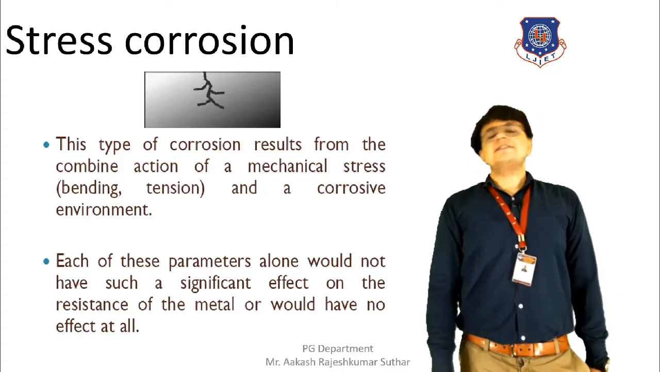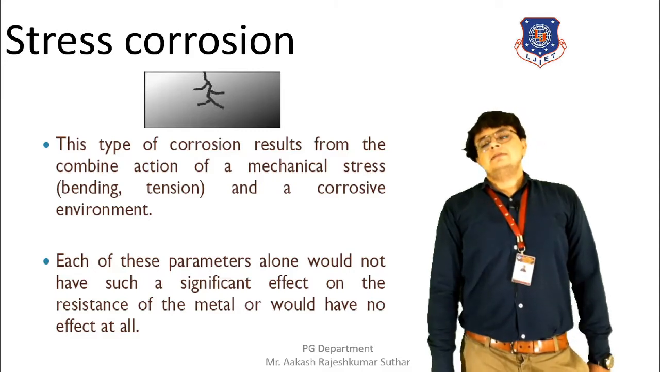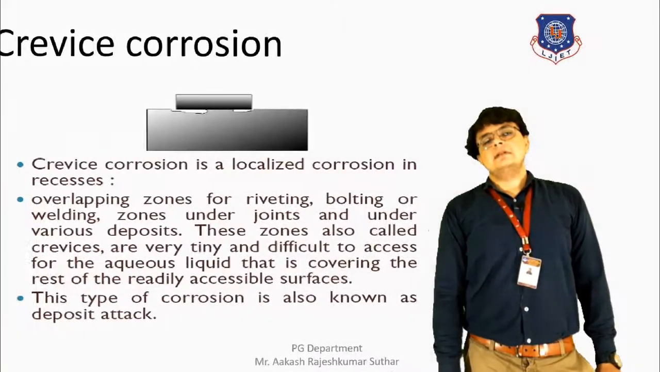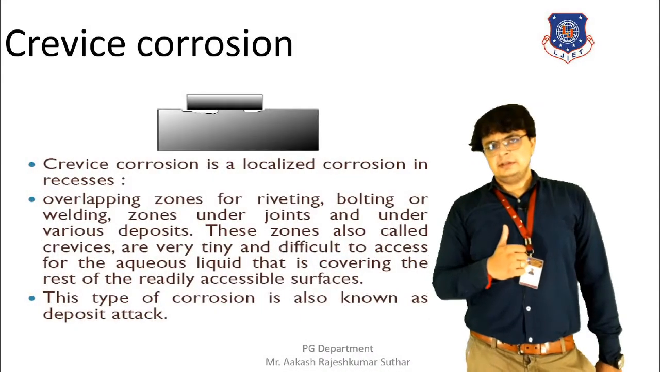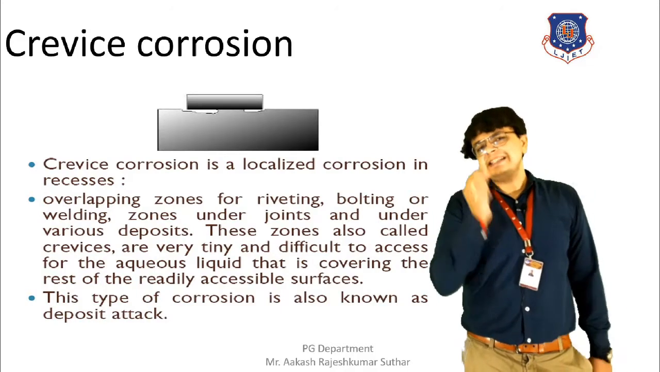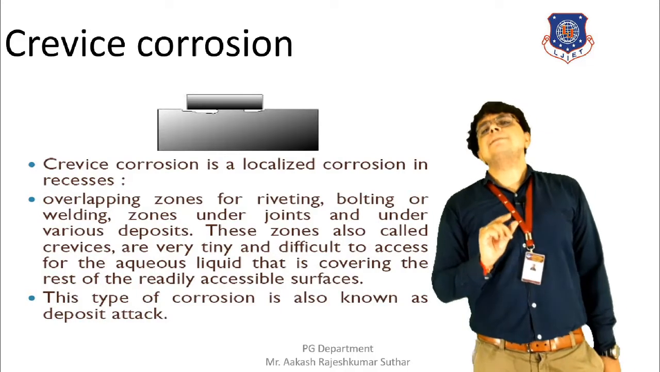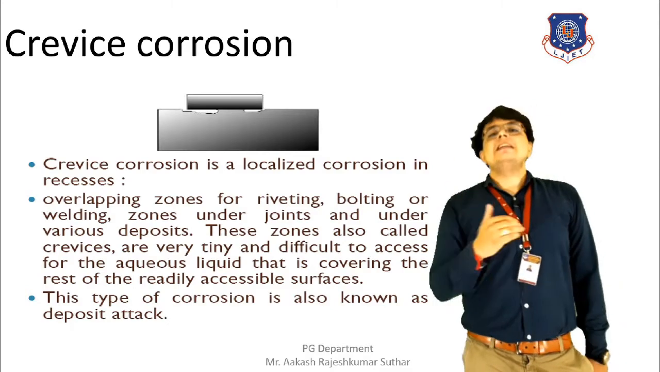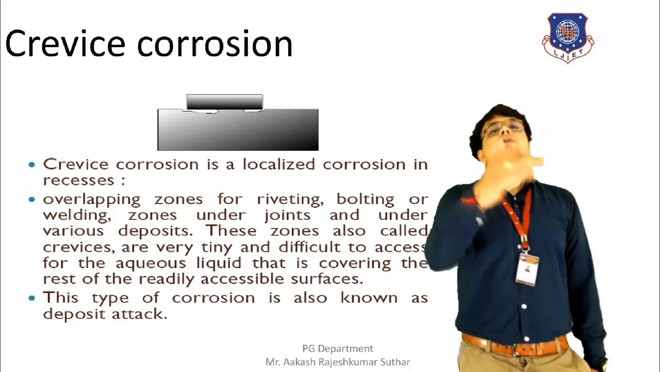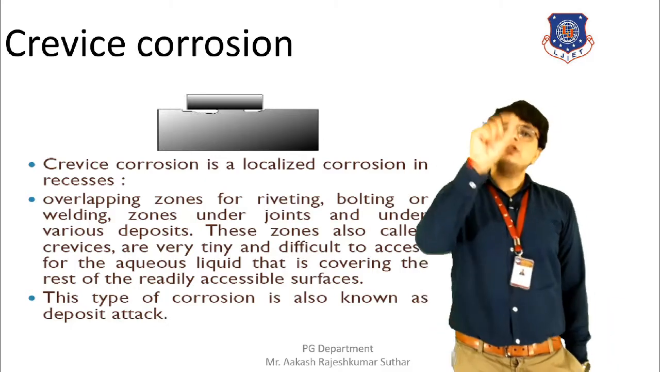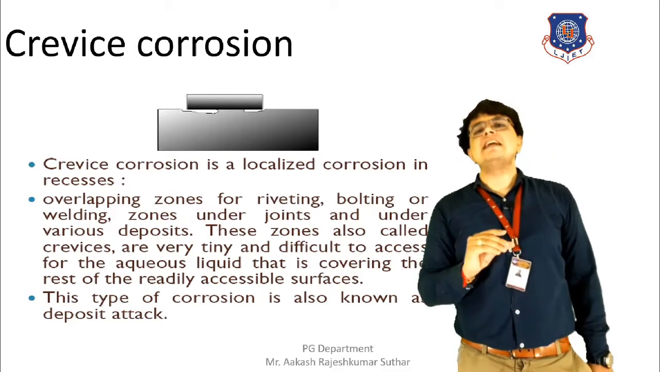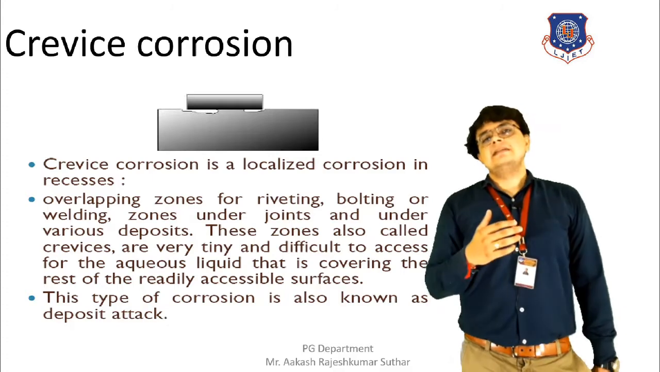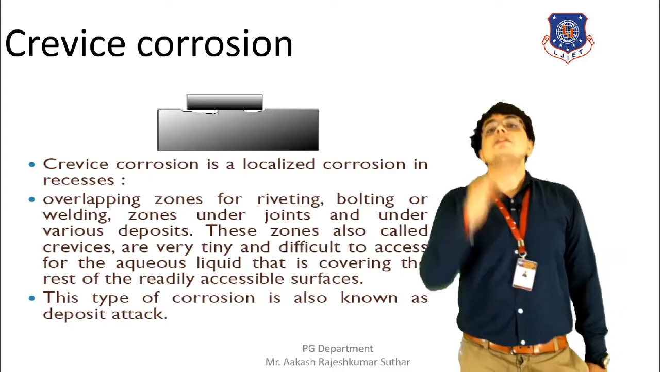Moving towards the next type of corrosion, that is the crevice corrosion. Here the key component is the crevices, the small gaps found in the metal, the material, the machine or the equipment. Because of the formation of these crevices, crevice corrosion occurs. The crevice is creating a condition for the corrosion.